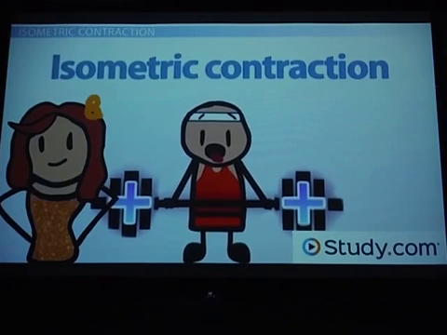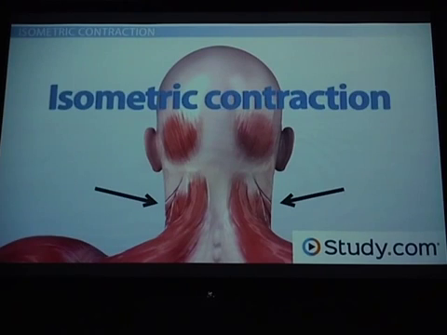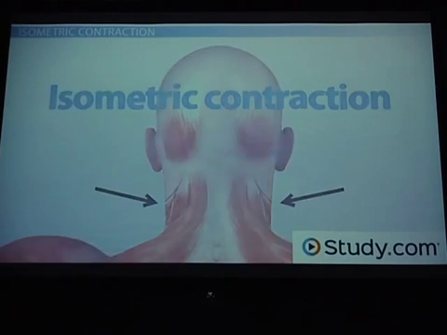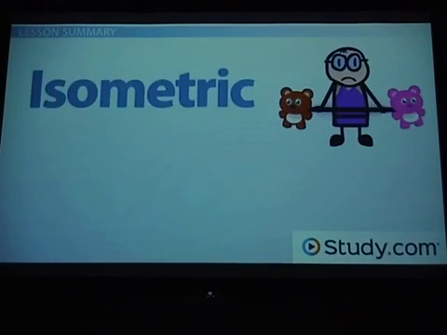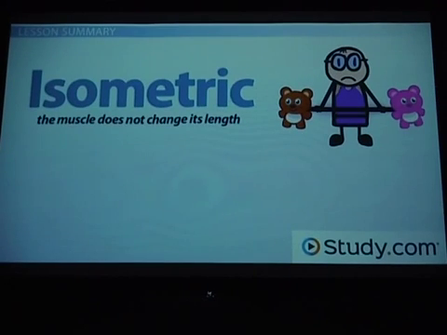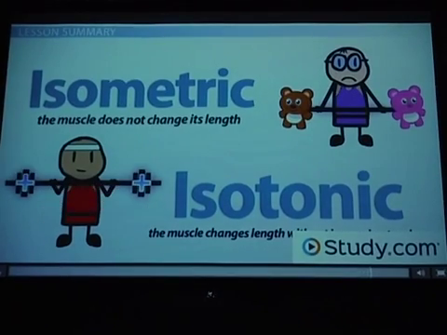Our daily activities utilize both isometric and isotonic contractions. For example, our postural muscles are undergoing isometric contractions to keep our head up, to keep your head up while you watch this lesson. Some of those same muscles undergo isotonic contraction in order to move your head to the left or to the right. In summary, skeletal muscle contractions are either isometric, in which the muscle does not change its length, or isotonic, in which the muscle changes its length without increasing tension.